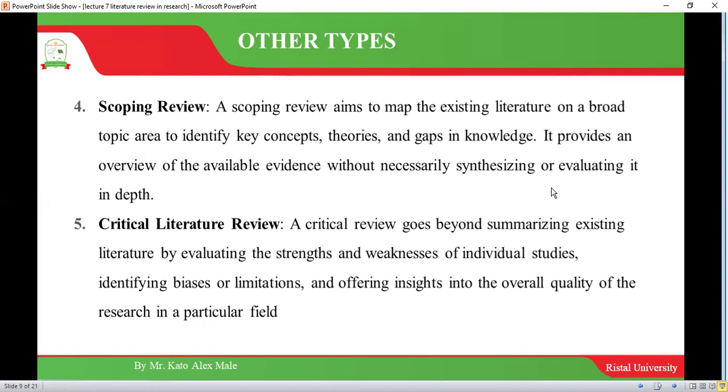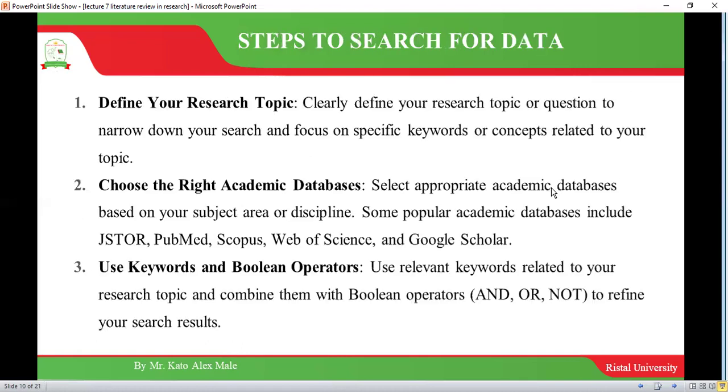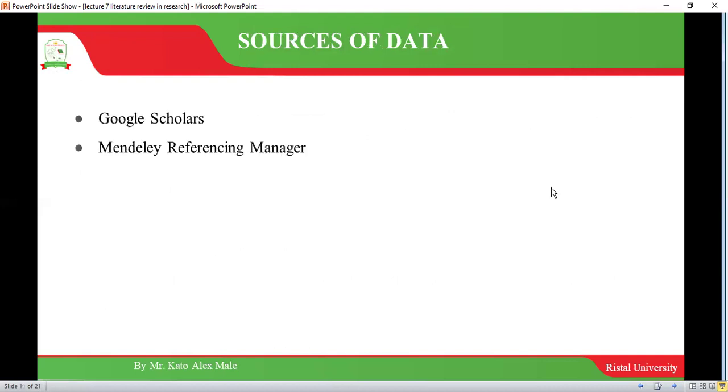You can get the importance of each. When we get the sources of data, we have Google Scholar and Mendeley Referencing Manager and very many other sources. I gave out these two because they are very easy to use. Mendeley Referencing Manager can be obtained from www.mendeley.com.